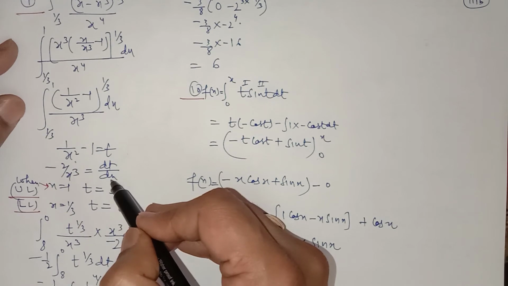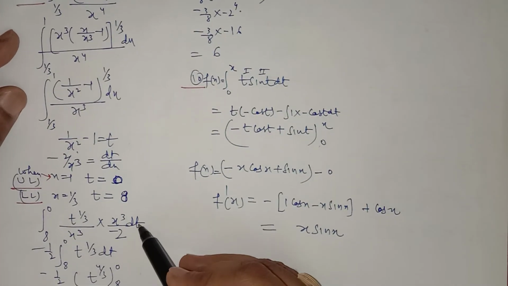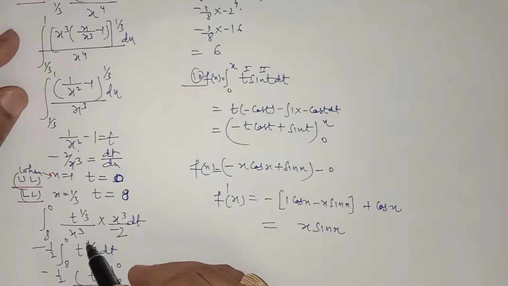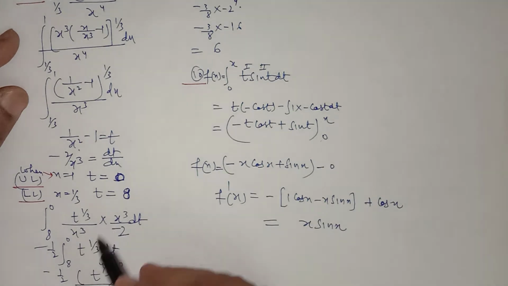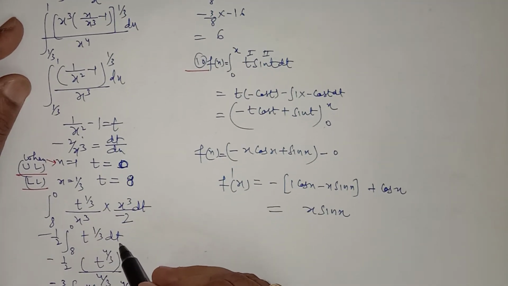When you replace the value of dx here, you will get x cube upon minus 2 dt, and you have t to the power 1 upon 3 upon x cube. So this x cube will be cancelled out. So you are getting only t raised to power 1 upon 3 with respect to t.